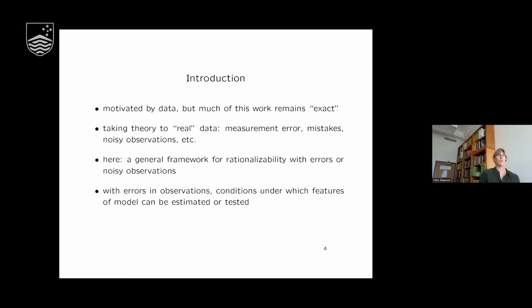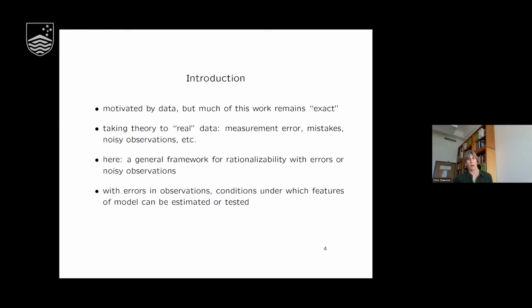And so, if we try to be a little more fair to the data, taking the theory to real data, then there are things like measurement errors, there are maybe mistakes, things like noisy observations, and so on. Broadly, the work I'm talking about today is trying to think about a general framework for rationalizability and revealed preference problems when there might be errors or there might be noisy observations.